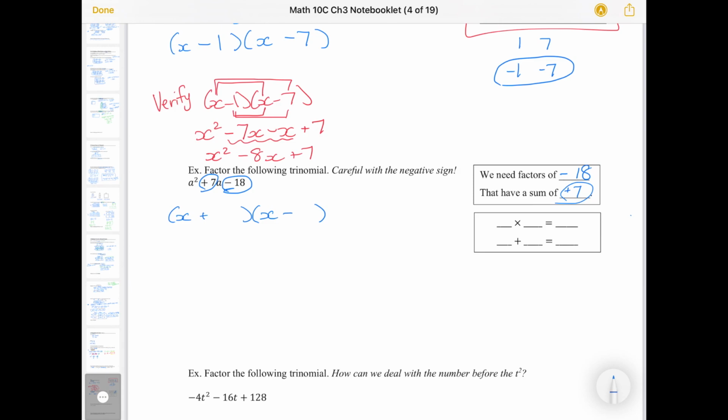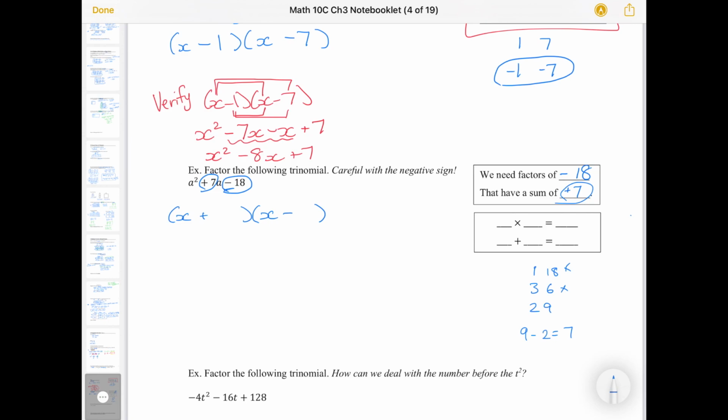Well, let's see, what are my factors of 18? Well, I've got 1 and 18, but that's not very helpful right now. I've got 3 and 6, right? 1 and 18, that doesn't work. 3 and 6, I can't get that to equal +7. But 2 and 9. 2 and 9 I'm interested in because 9 minus 2 is 7.